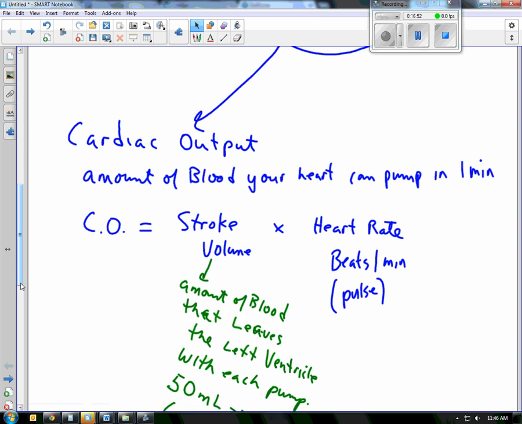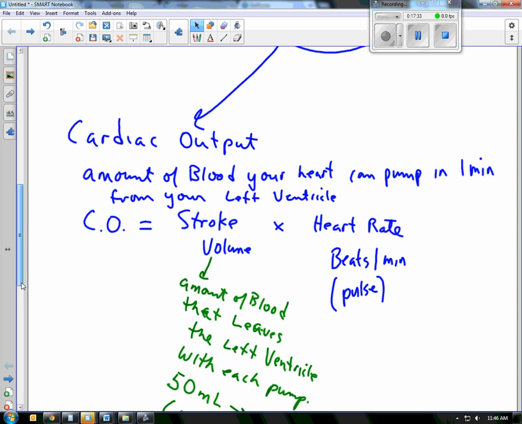So what is cardiac output? Well, cardiac output is simply the amount of blood your heart can pump in 1 minute. And I'll just add it's measured from your left ventricle. So if you can measure how much blood is leaving your left ventricle every minute, that's called your cardiac output. So cardiac output is dependent on 2 things.